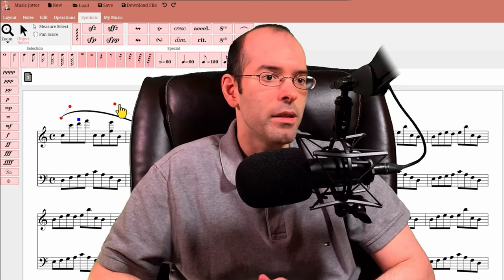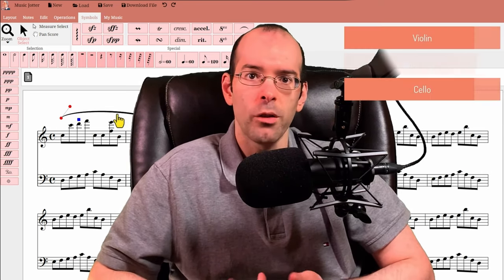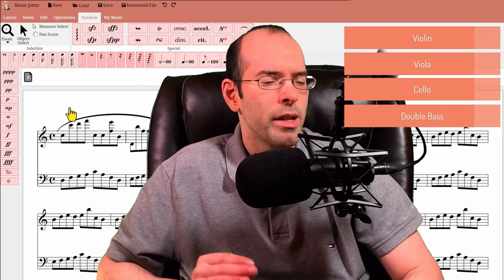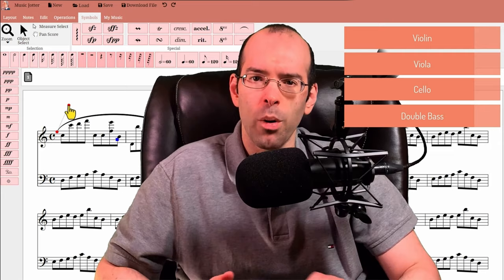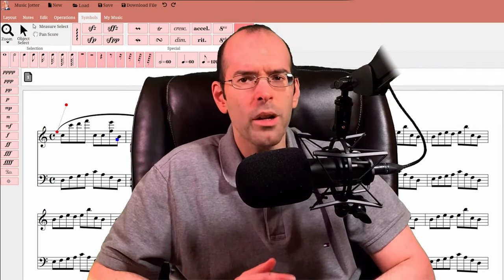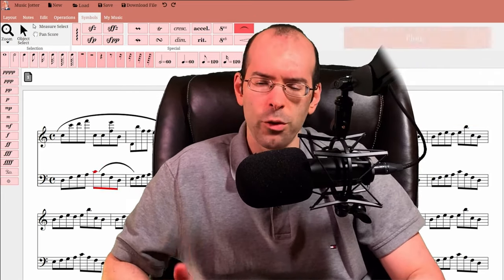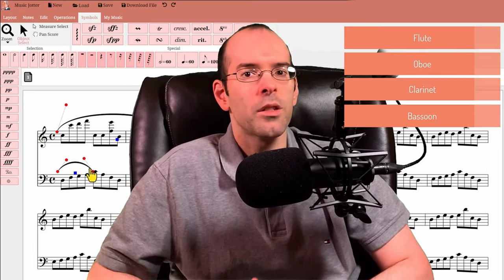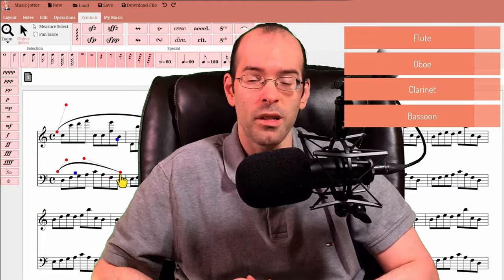This would be the violin, cello, viola, and double bass. And the slur would indicate to play these notes in a single bow stroke. And when it comes to woodwinds, such as the flute, oboe, clarinet, and the bassoon, the slur would indicate to play these notes in a single breath.